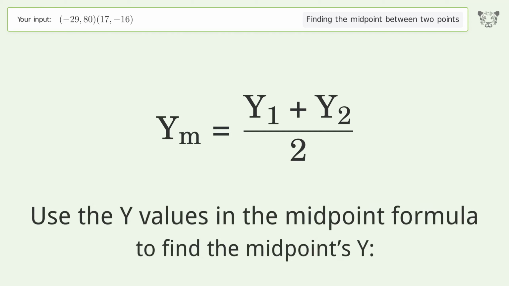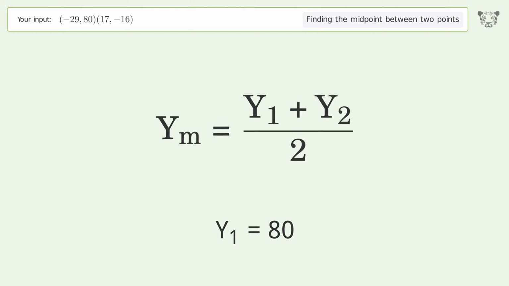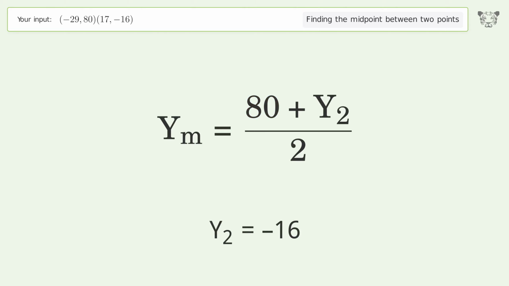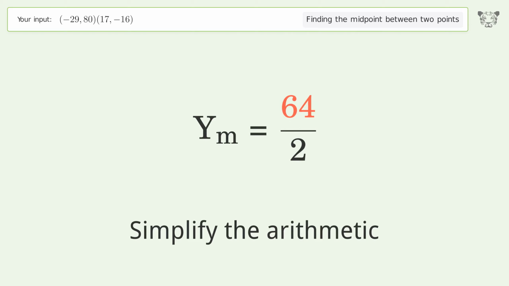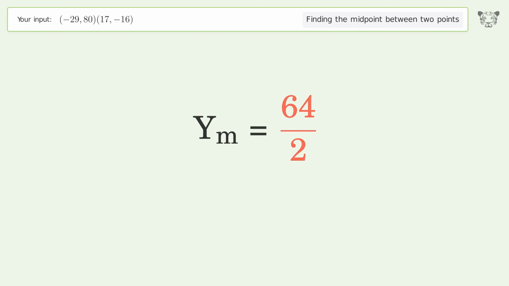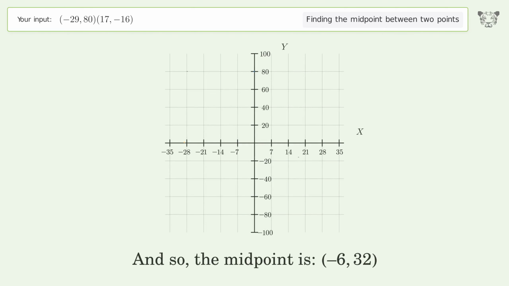Use the y values in the midpoint formula to find the midpoint's y. y1 equals 80. y2 equals -16. Simplify the arithmetic. And so, the midpoint is -6,32.